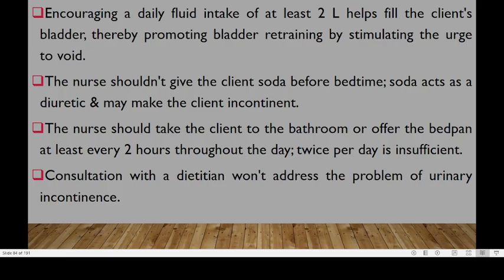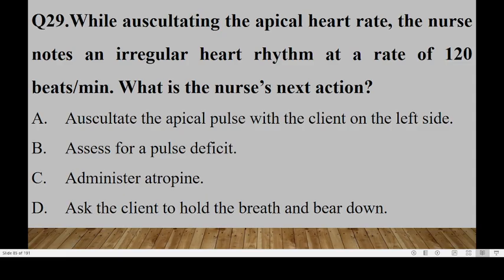The nurse should not give the client soda before bedtime, because soda normally acts as a diuretic and may cause the client to be incontinent. The nurse should take the client to the bathroom or offer the bedpan at least every 2 hours throughout the day. Twice per day is insufficient. Consultation with a dietitian won't address the problem of urinary incontinence.